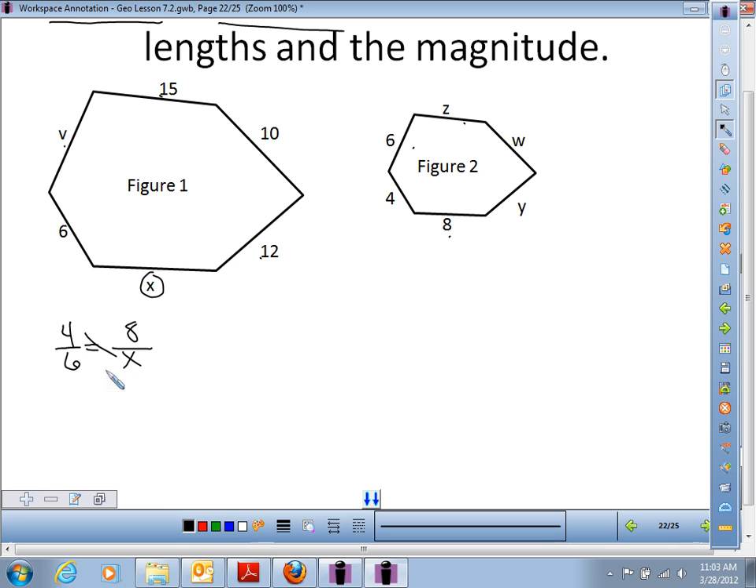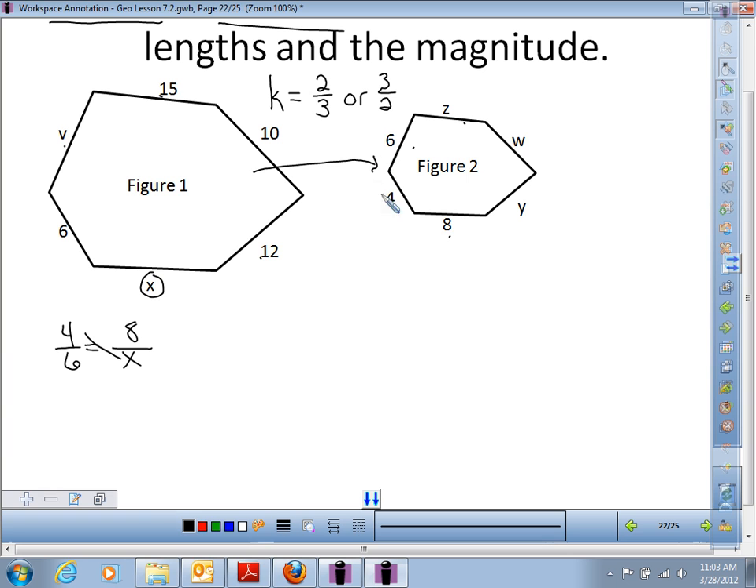4 times x. Now remember, instead of 4, 6, what could we use? Well, if you look at 4, 6, you simplify that, you have a scale factor of 2/3 or 3/2. So the big guy to the small guy, your scale factor is 2/3. The other way, it's 3/2, because it's 1.5 times bigger. So you can use that, just multiply if you want, but I'm going to set it up. 4x equals 48. Divide by 4, x is 12. So that's what x is. X is 12.